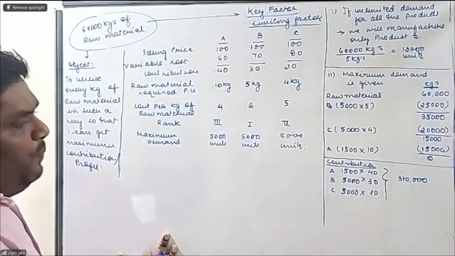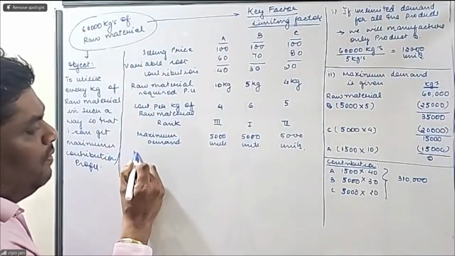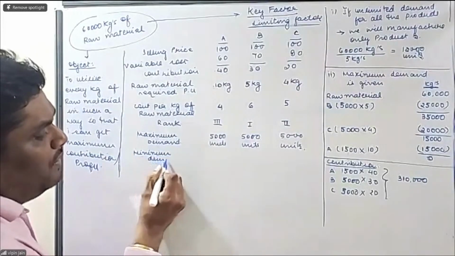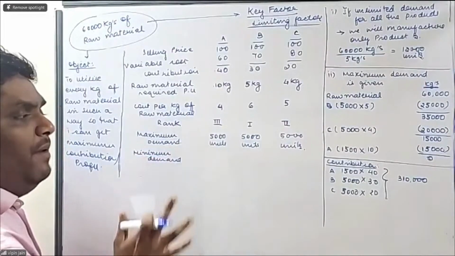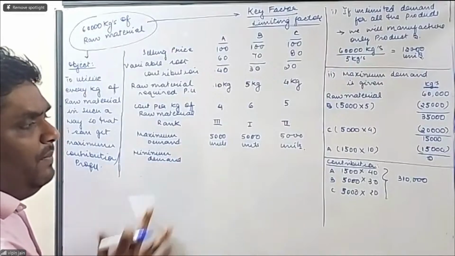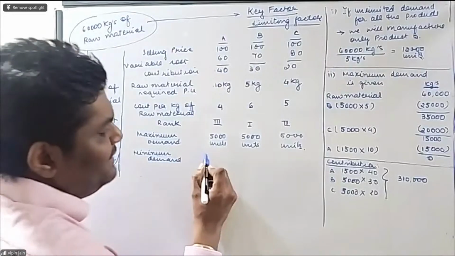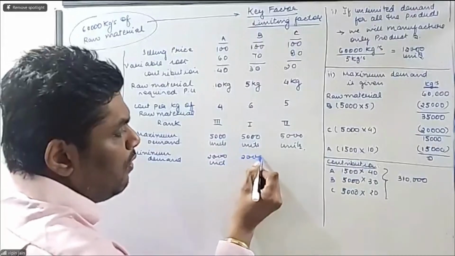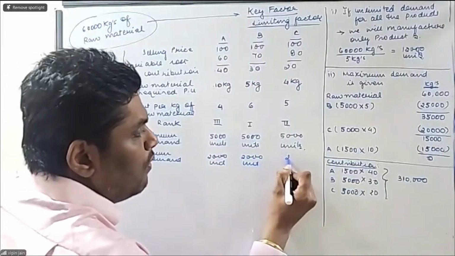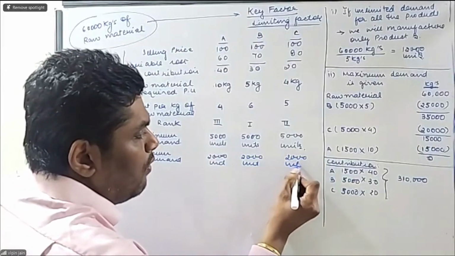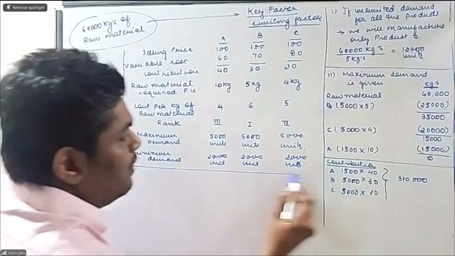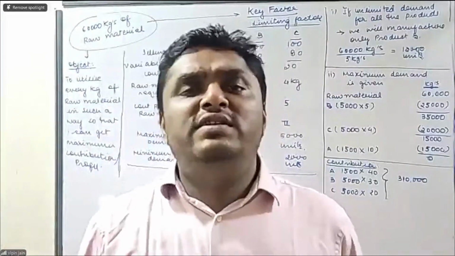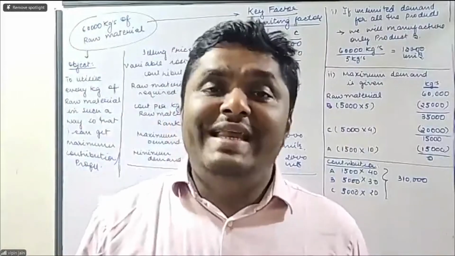Okay, let's take one more part wherein let's say minimum demand is also given. Maximum demand is given and minimum demand is also given. Let's say 2,000 units each. In short, the company has to manufacture 2,000 units to sustain in market.